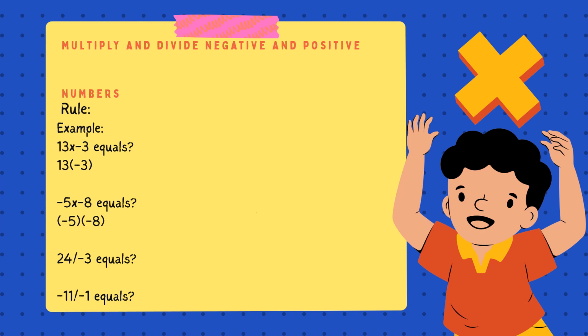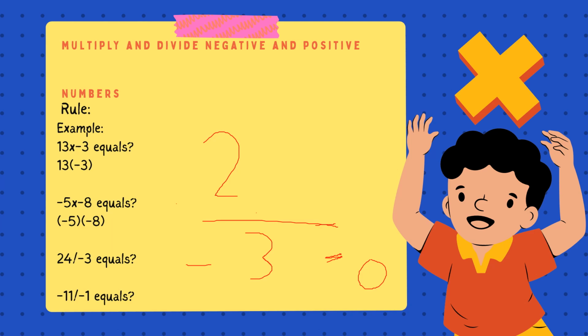Let's do the division, right? So it's 24 divided by negative 3, yeah? If y'all want, y'all can put the negative down here. It doesn't matter, you know? So 24 divided by negative 3. Negative and positive, two different languages. So the answer is going to be negative 8. Right?